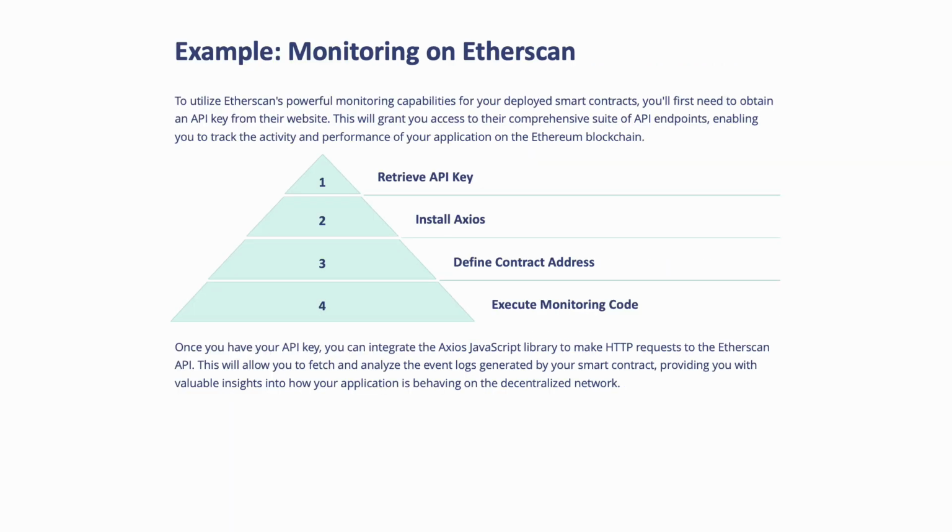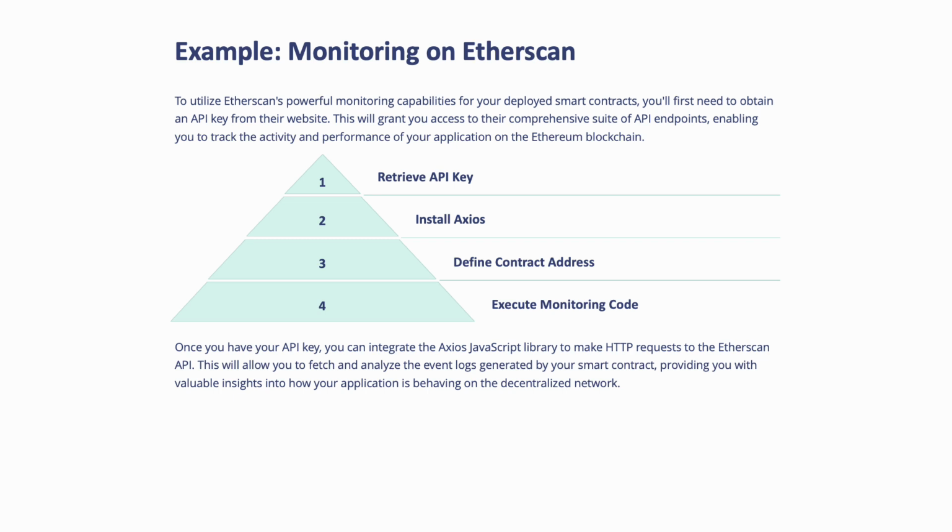Moving on, we have monitoring on Etherscan. Here's how you can monitor on Etherscan: get an API key, install Axios, define the contract, and execute the monitoring tool. First, you need to create an API key from Etherscan's website. This will allow you to make requests to their API.